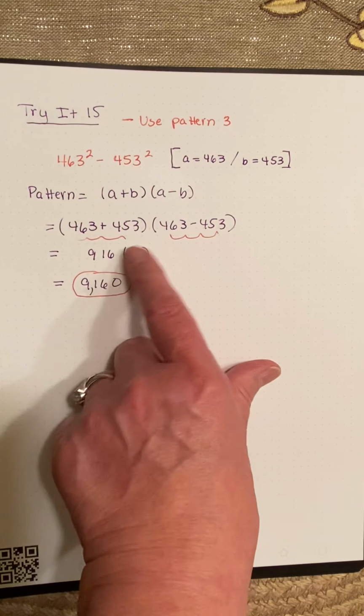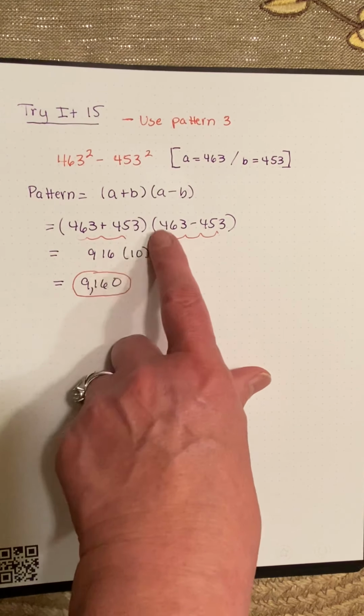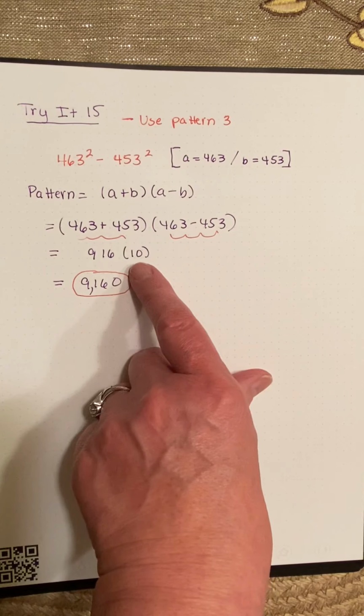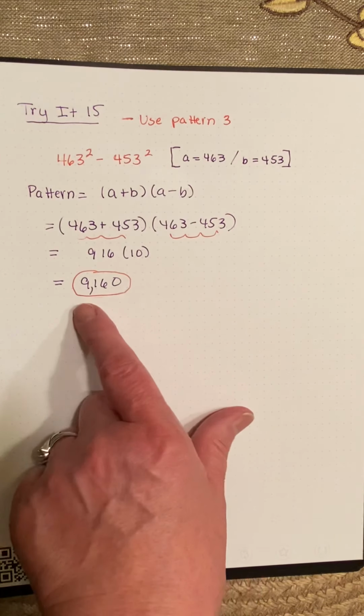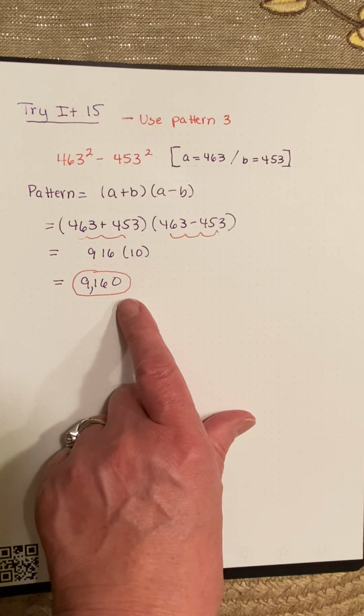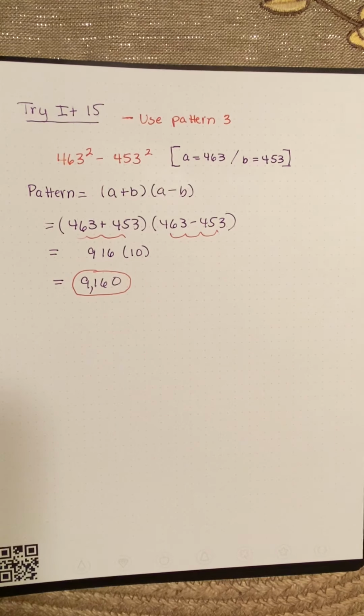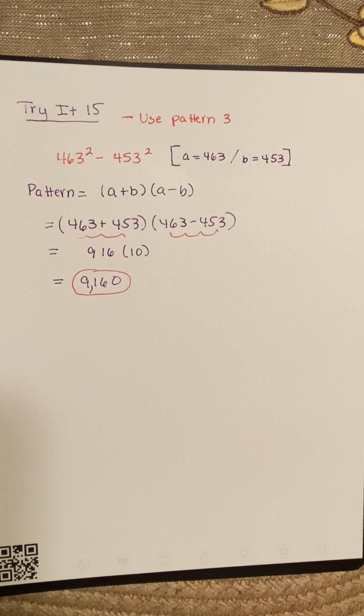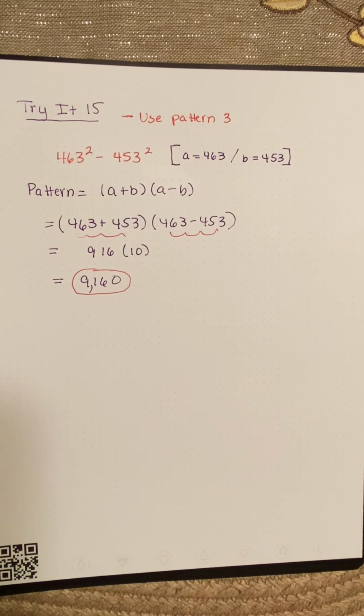Well, when I add them together, I have 916. When I subtract them, the difference is 10. 916 times 10 is 9,160. Okay, now remember, you can rewatch, rewind, pause as often as needed to understand what's going on.